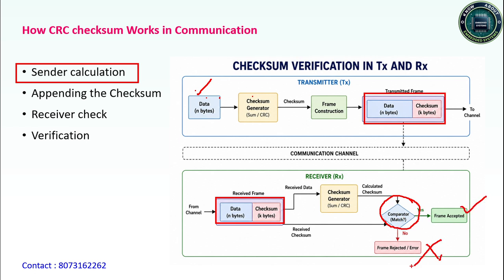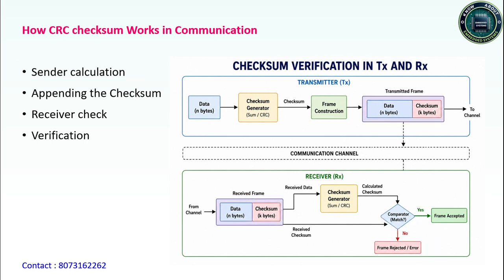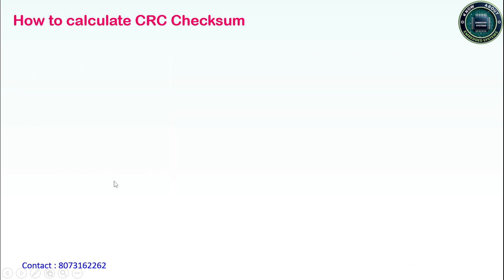This is a very important mechanism in most embedded system communication protocols. We are going to use a checksum or a CRC checksum. We have to verify the checksum on the receiver side as well. When both are equal, the data can be accepted, or else we have to reject it. So this is a simplified explanation. Now I will take you through how to calculate the CRC checksum.